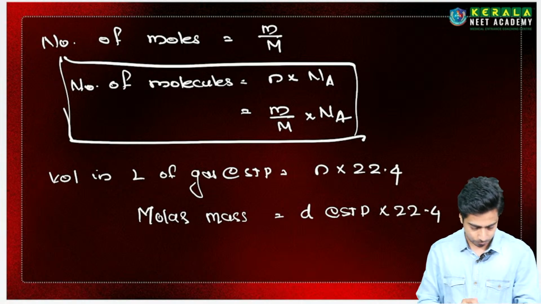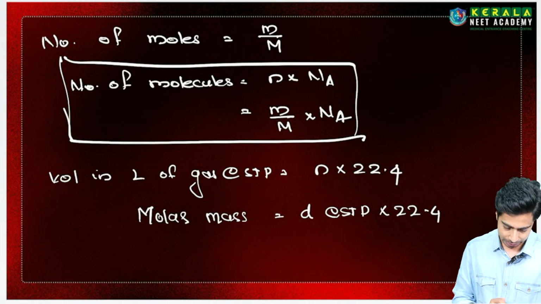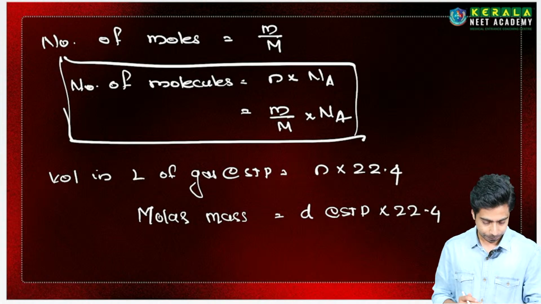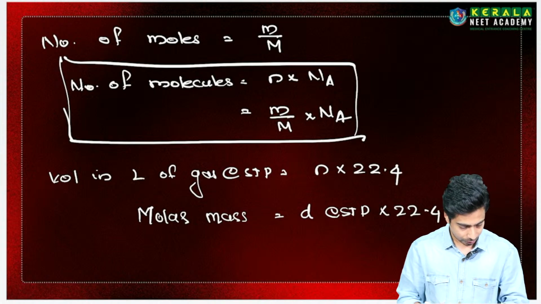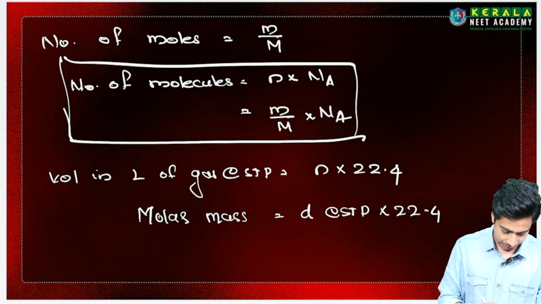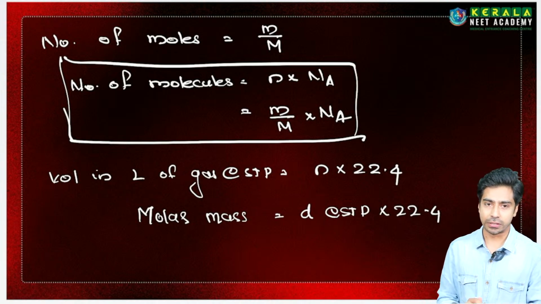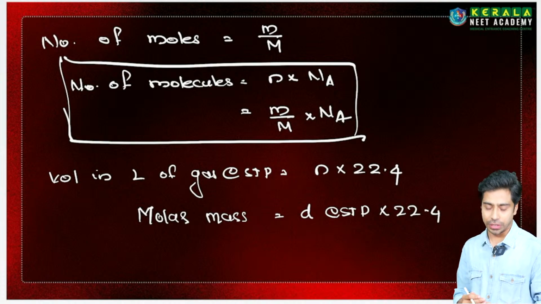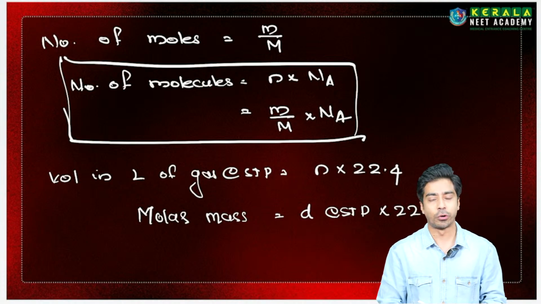Soundarya, your question is not complete. Okay, Maheshwari, is it clear? Vinod, Ismail, Ishani. So take down these formulas, or just take a screenshot, that's enough. Molar mass is equal to density at STP into 22.4.